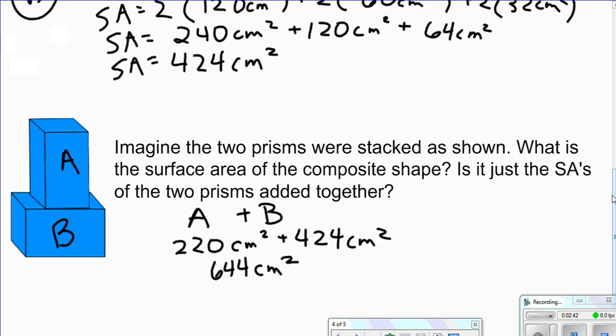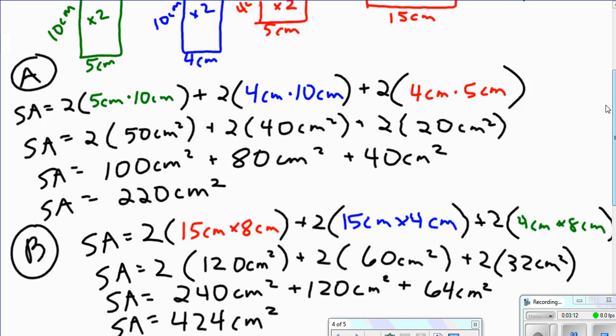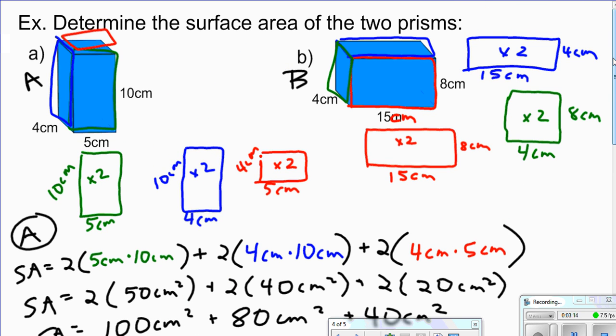But wait. It is not that easy, my friends. I hope you noticed that A and B are touching along this face under here. So there is the rectangular bottom of A under there. And A is covering up part of B. And the part that is being covered up, if we scroll up to A, is this red face, the top.